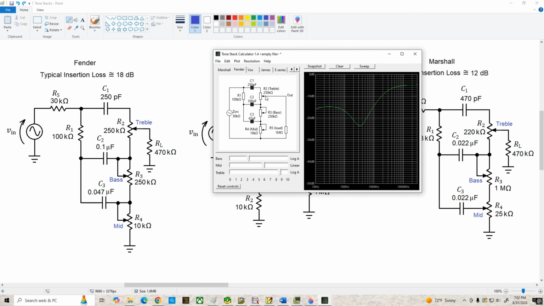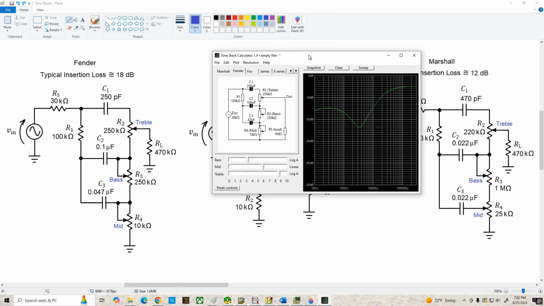And you can change the values of your pots if you want to. This 250K, we could change it to 100K. Right now it's a log type A pot. We could change it to linear or log type B, and we can do that with all the other pots. We could change the capacitor values by double clicking on them, and we can change our load as well. So this is a really handy calculator, and this is the response we're getting for this Fender circuit.